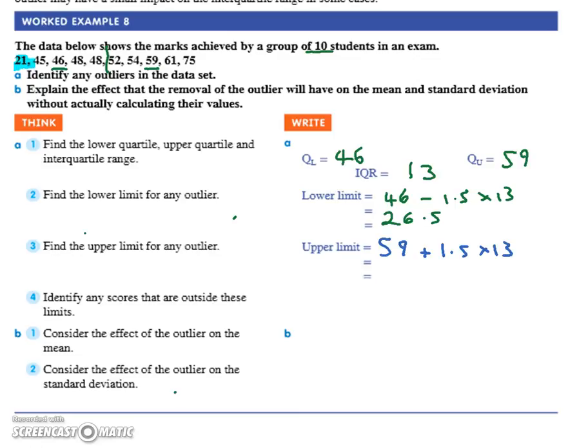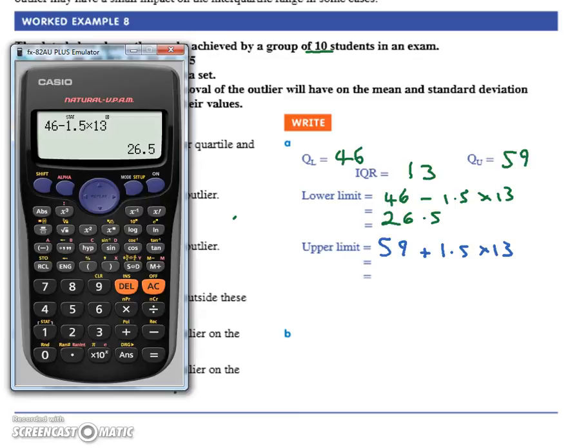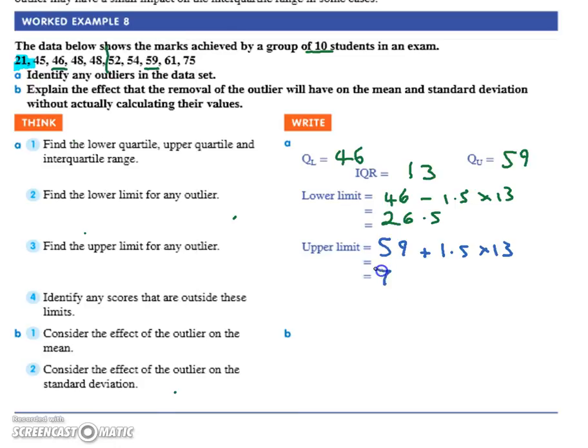Okay, when you're finding the limit for an outlier for the upper, don't forget to use the upper quartile. Don't use the lower quartile again. So you've got to use 59 this time. Is that 78.5? That's a very good question. So no, we don't have one outside that. Cool. So 21 is our outlier.